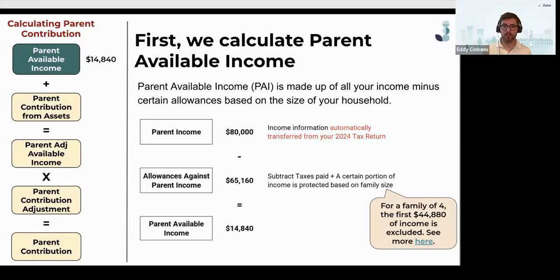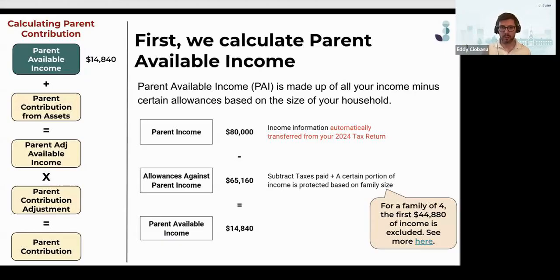So you start with that $80,000 income first, and then we also subtract taxes, and then a portion of that, again, $44,000, almost $45,000, is protected, both taxes and this almost $45,000 number. So what we're left with then is $14,840. This is step 1, our parent available income, right? We do not start with the $80,000 and then just go from there.